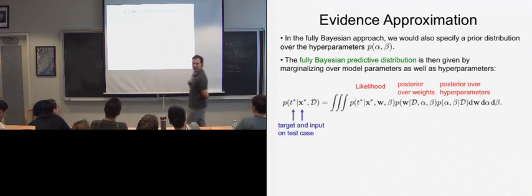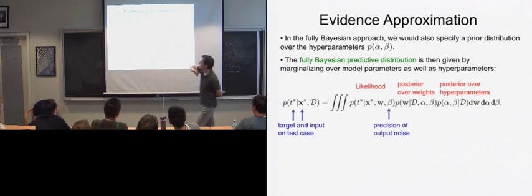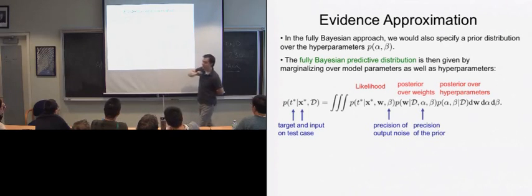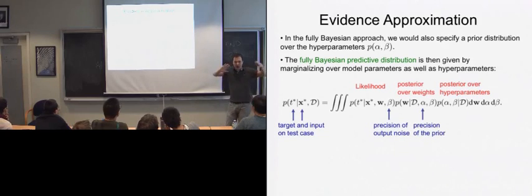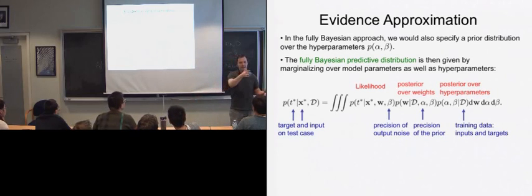Just as a reminder, these are the targets, these are the inputs in the test set. These are the precision of the output noise. This is the precision of the prior, how broad or how picky your prior is. And this is just representing your training data, the inputs and the targets.